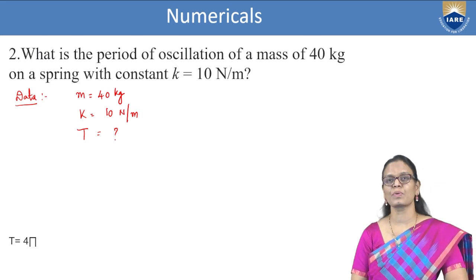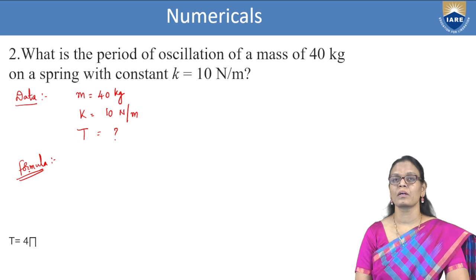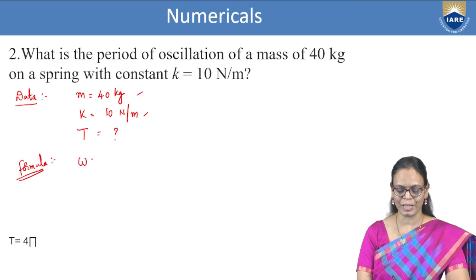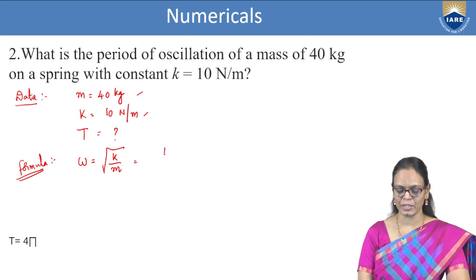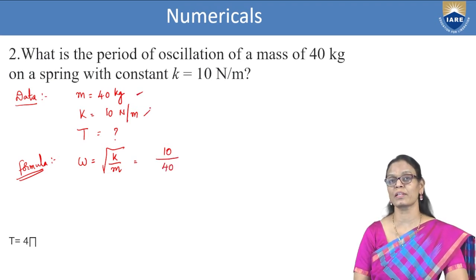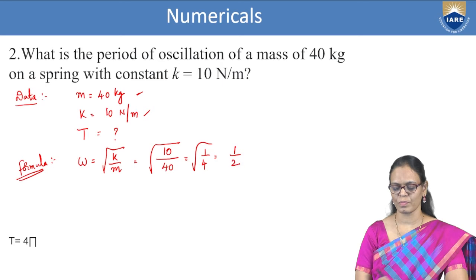So there are two methods in which we can do this. What is the formula we have for omega? Because we are given M and K, we can very easily calculate omega. So omega is equal to under root K upon M. So what is the value of K? 10. What is the value of M? 40. Both are in the same system. Otherwise, we need to check the system, or if they are not, we need to convert them into the same system of units. So under root 1 by 4. So that will be 1 by 2.